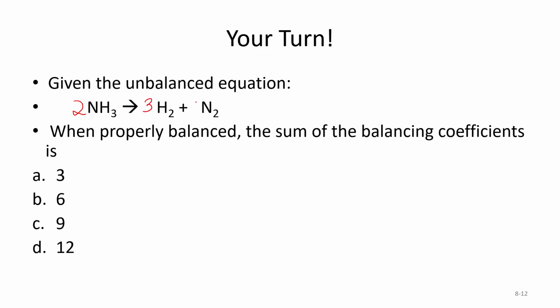Now this one is just assumed to be 1. So recheck. We have 2 nitrogen, 2 nitrogen, 6 hydrogen, 6 hydrogen. So this is now balanced. Now it wants the sum of the balancing coefficients. We take 2 plus 3 plus 1, and that gives us 6.